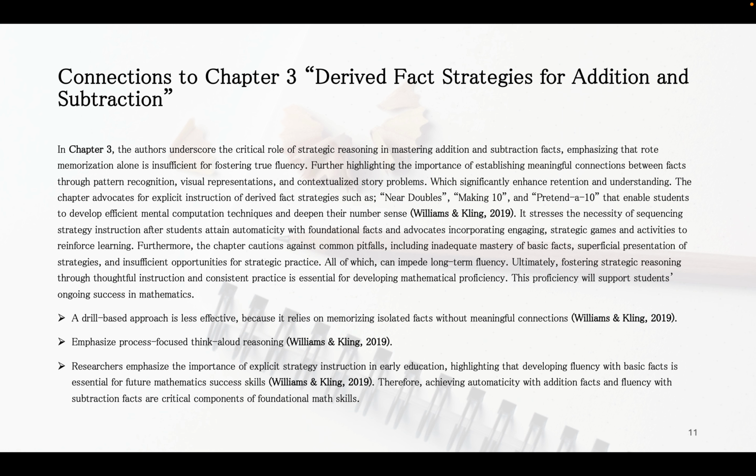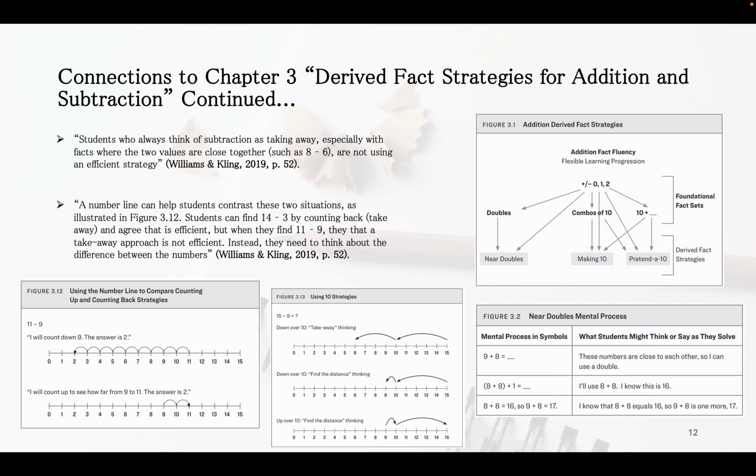One of the quotes that was used in the text: a drill-based approach is less effective because it relies on memorization of isolated facts rather than meaningful connections. Emphasizing process-focused, think-aloud reasoning helps students think about the math facts and think through the process. Researchers emphasize that explicit strategy instruction is important in early education, highlighting that developing fluency with basic facts is essential for future mathematics success.